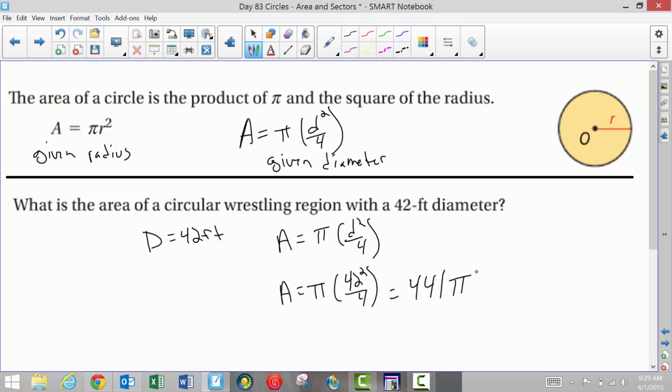So remember, in my class, if I don't tell you to use in terms of pi or round, you're always going to write your answer in terms of pi. So that's the area of the circle with diameter 42 feet.